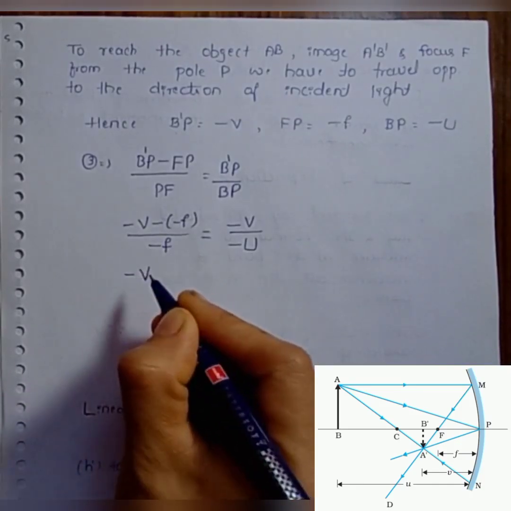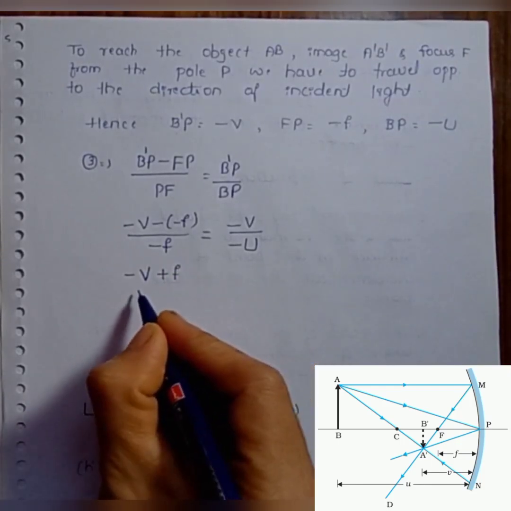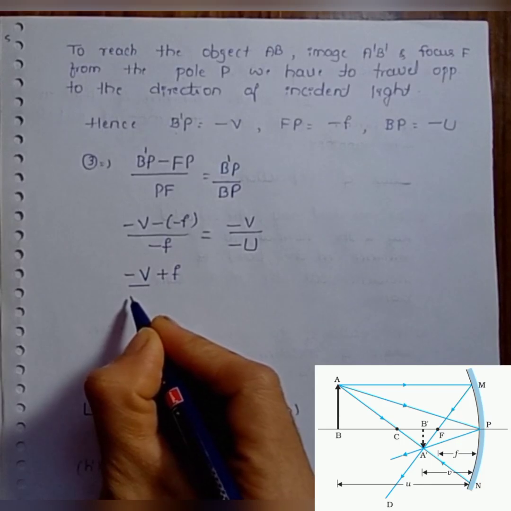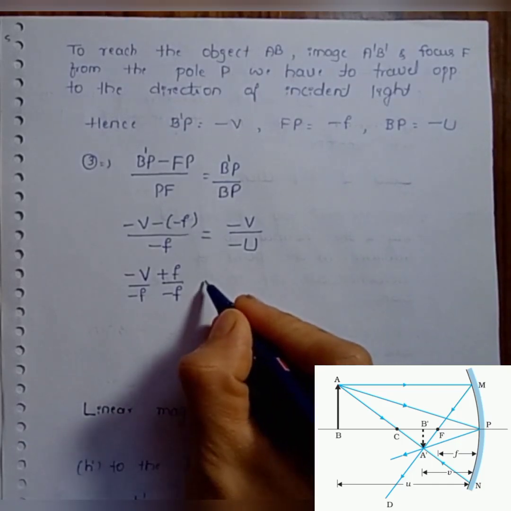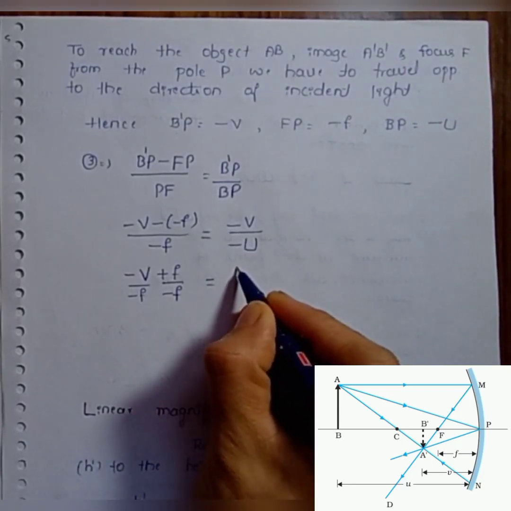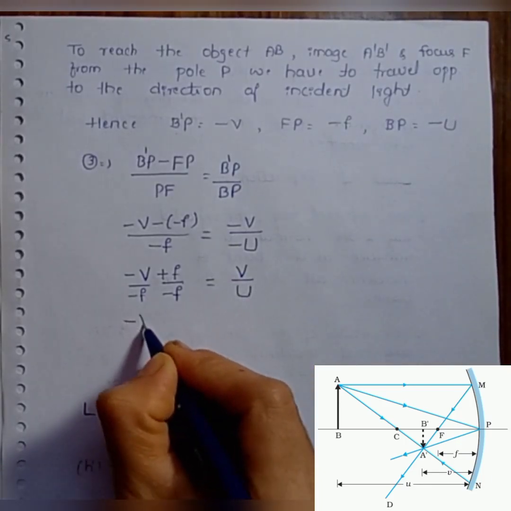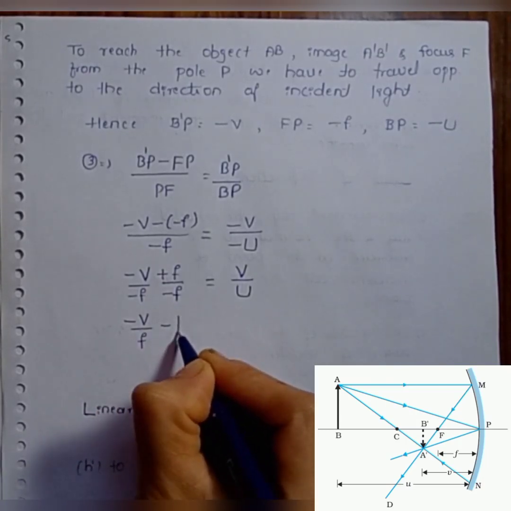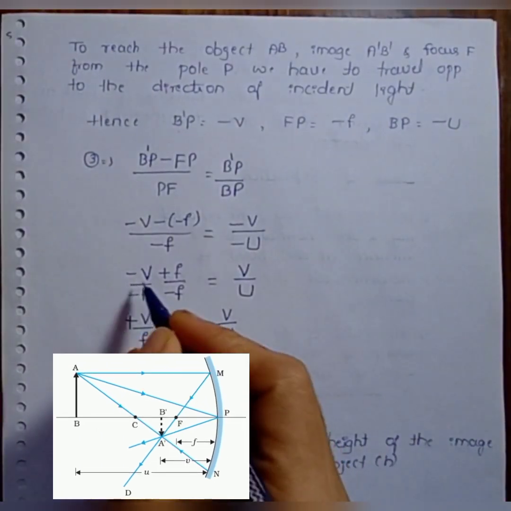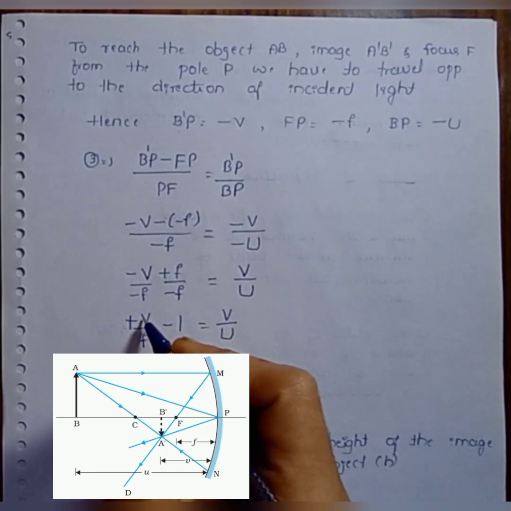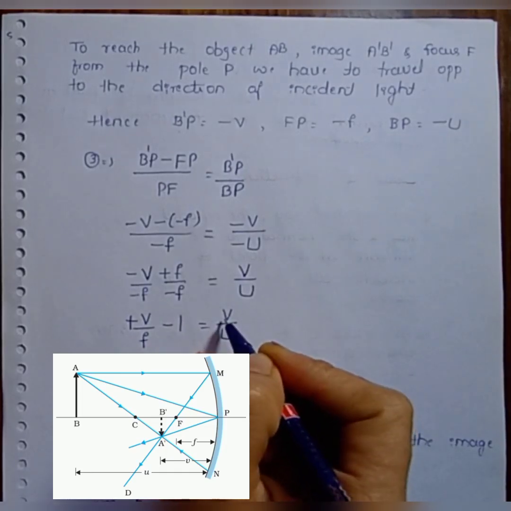Now minus v, minus into minus gives plus f, divided by minus f. Splitting the denominator, minus minus gets cancelled, which gives v by u. Now it becomes minus v by f minus 1 is equal to v by u. Now minus minus gets cancelled, so it gives v by f plus 1 plus f minus f, which gives minus 1, which is equal to v by u.